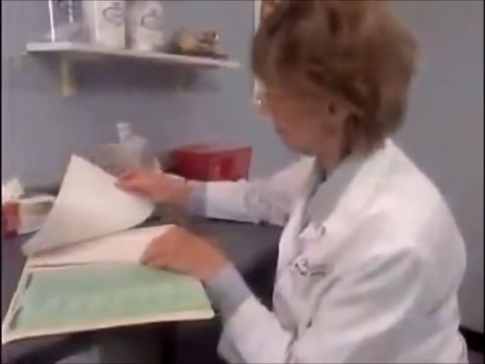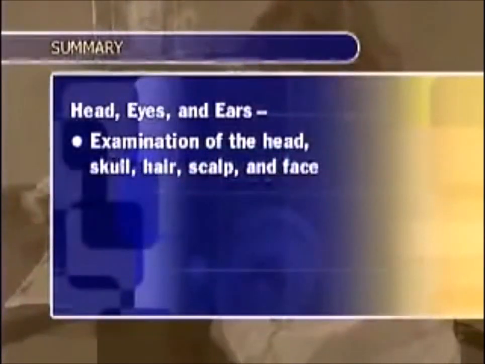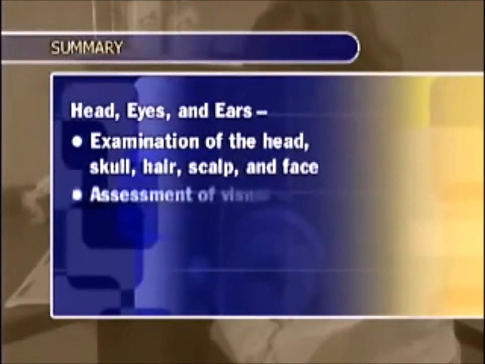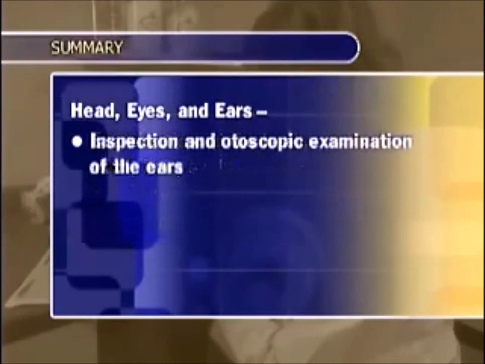To summarize, examination of the head, eyes, and ears includes examination of the head, skull, hair, scalp, and face, assessment of visual acuity, examination of the eyes and fundi, inspection and otoscopic examination of the ears, and tests for hearing.